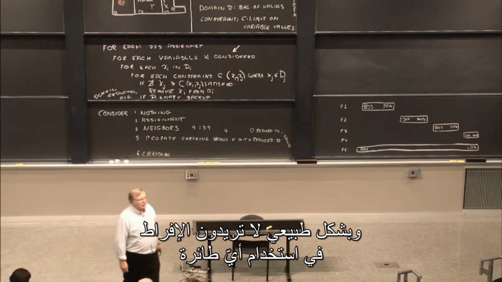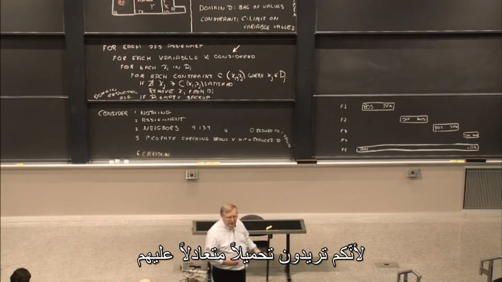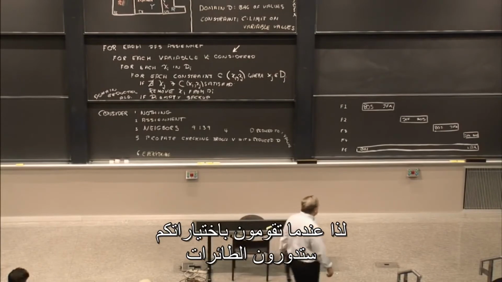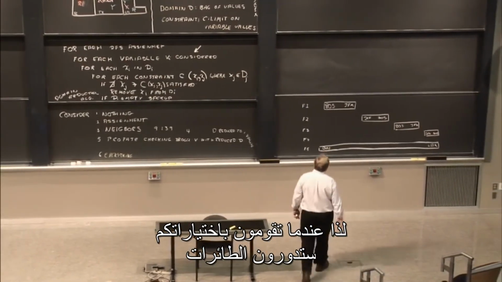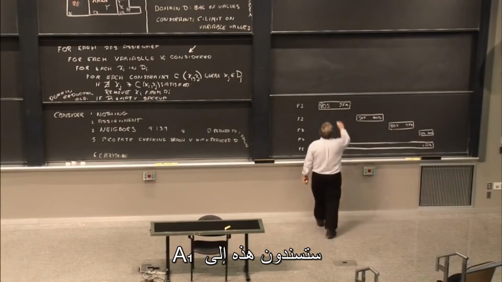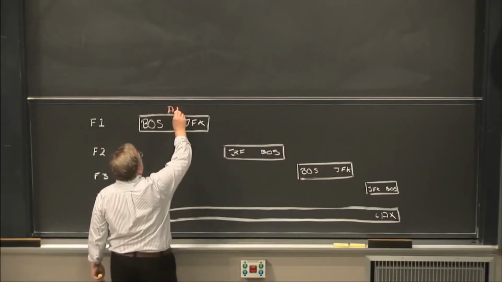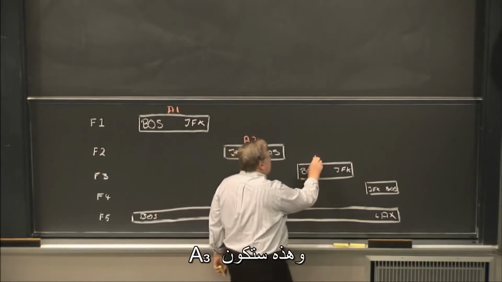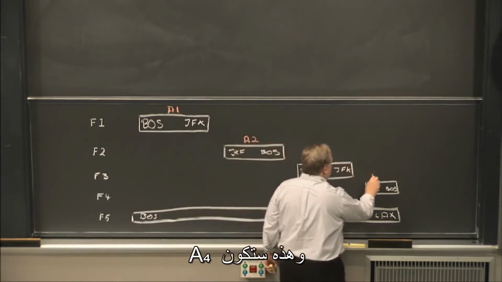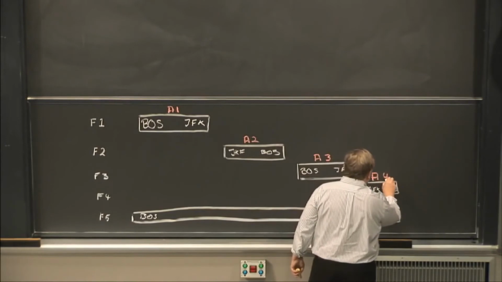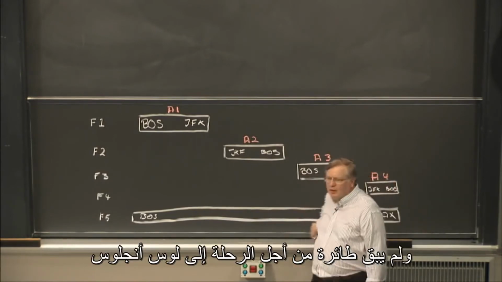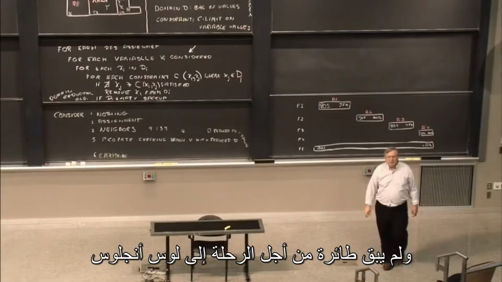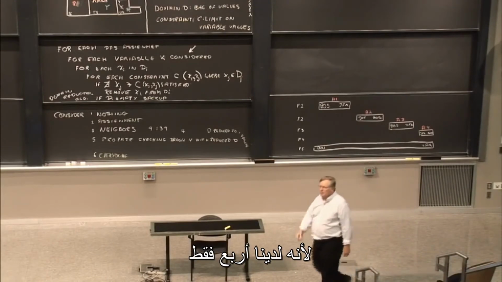And naturally, you don't want to overuse any one aircraft because you like to have kind of even wear on them, right? So as you make your choices, you'll rotate the aircraft. So you'll assign this one to A1, aircraft number 1. This one will be A2. This one will be A3. And this one will be A4. And oops, there's no aircraft left for the flight to Los Angeles because you only have 4.